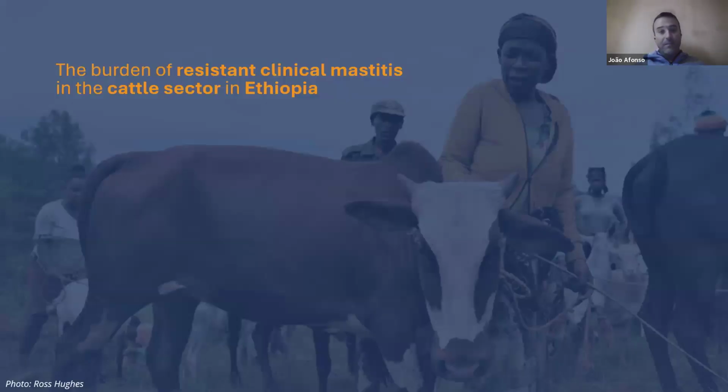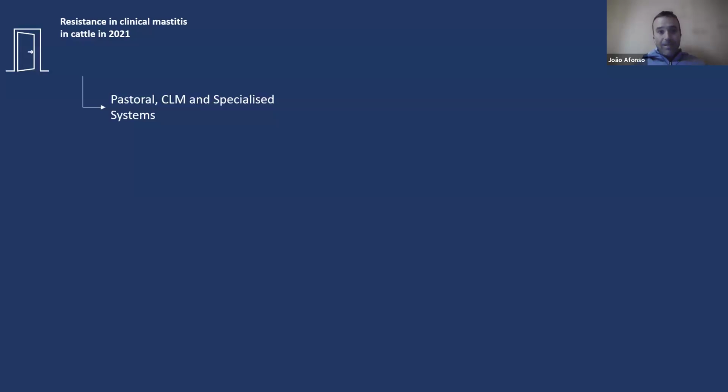So our second case study was on cattle in Ethiopia, and our entry point was resistance in clinical mastitis. Three production systems were considered for this case study: pastoral, crop livestock mixed systems, and specialized systems. So these would be considered the intensive production dairy systems.